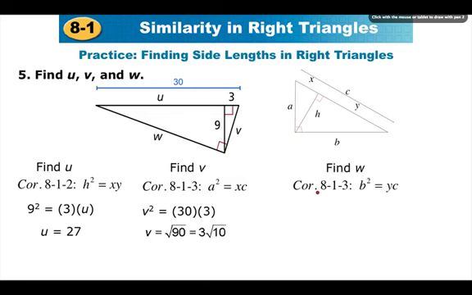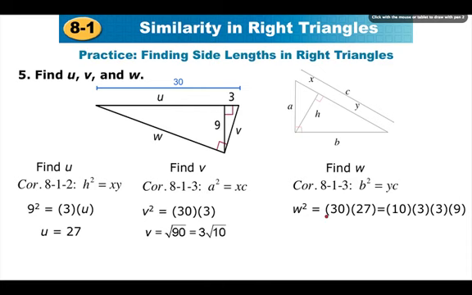So now to find w, notice that this is also a leg in the large right triangle. So I'm still using corollary 8.13. From the previous slide, it says b squared is equal to y times c, which is this leg times the leg adjacent to it times the hypotenuse. So then, this is what I get. I have w squared, that's what you see here, times the leg that is adjacent to w.